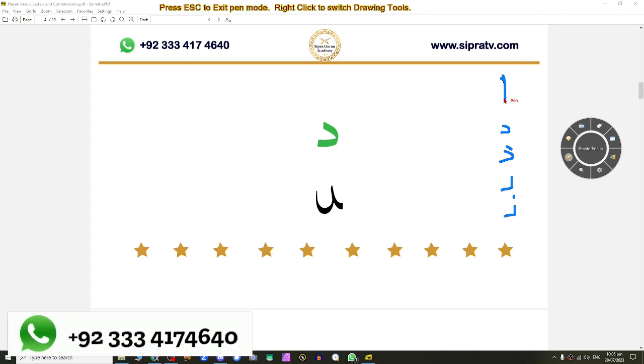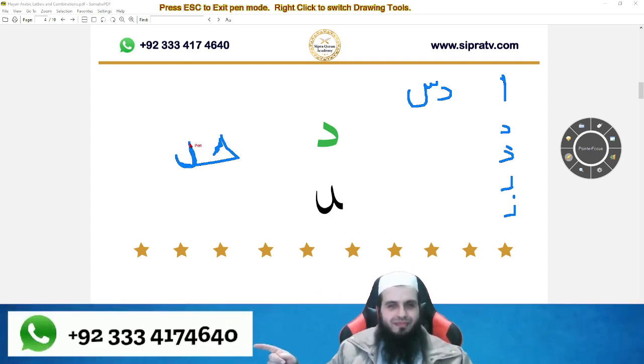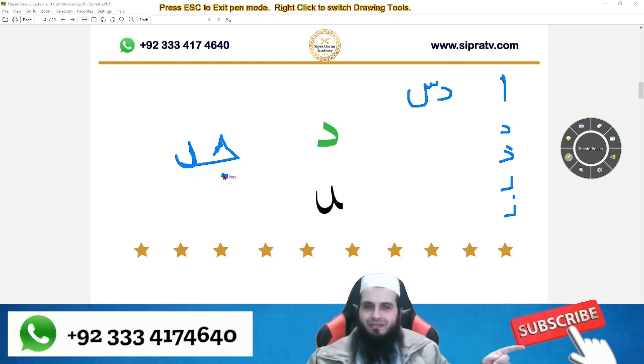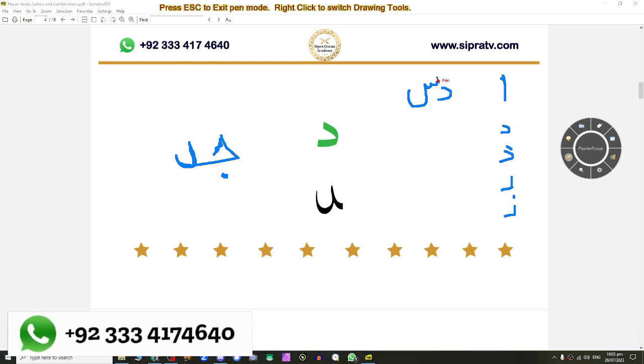If they come at the beginning of a word, like for example, dal seen, they will never be connected with the letter next to it. However, they can be connected with the letter behind them. For example, let's try this. Jim, and then this will be somewhat like dal. So this will be Jim Dal. The letter behind the Dal is the Jim. It is joined together with it. However, if any letter comes after this letter, it will never be joined. There will be a gap.